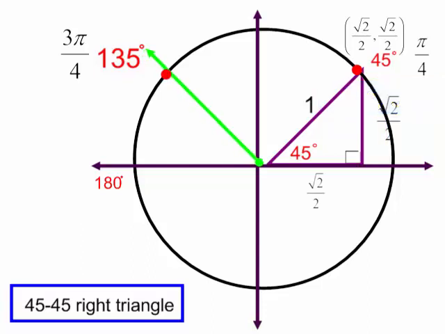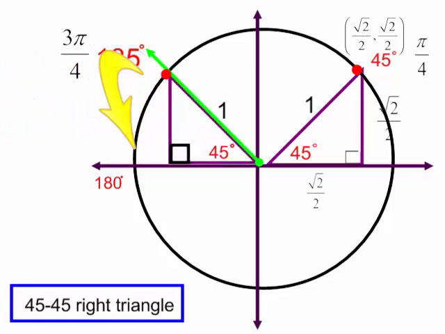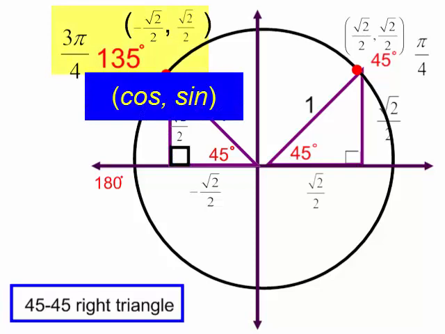What about 135 degrees? Well, that is just 45 degrees above 180. I do have this right triangle to help me out. In order to get to this point, I am going to go to the left. So I will say negative square root of 2 over 2, and then I'm going to go up the square root of 2 over 2. The cosine is negative square root of 2 over 2. The sine is the square root of 2 over 2.